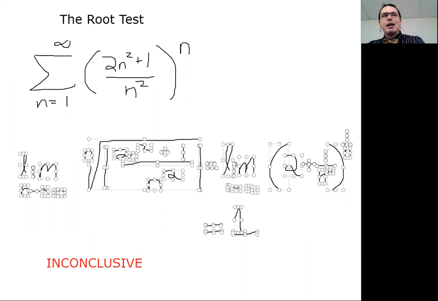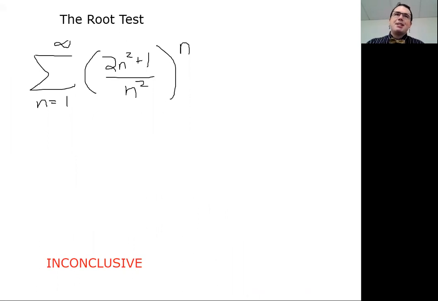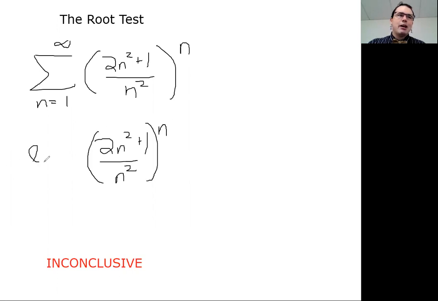Now, I might use the basic divergence test. I say that this summand formula, (2n squared plus 1) over n squared, raised to the power n, well, in the limit as n goes to infinity, I'm taking very large powers of a fraction that's bigger than the number 2. So that's going to go to positive infinity.